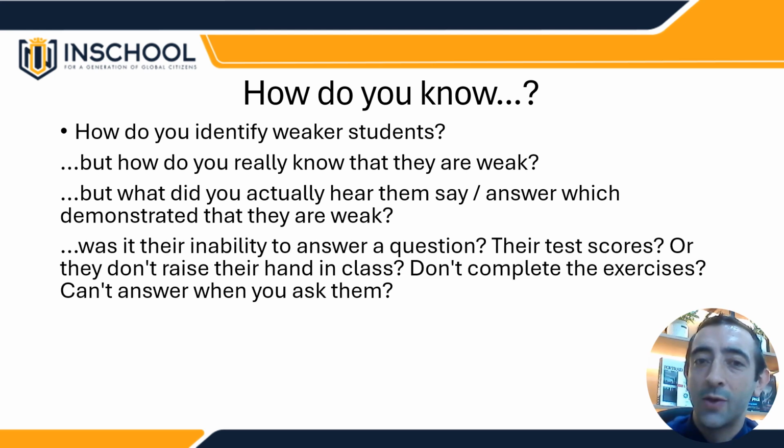So think about this. Was it their inability to answer a question? If it's just one question, maybe again it could be down to factors on that day. Was it their test scores? Test scores are a much better measure, because you can look at who has high and who has low test scores, and then you can start to support the ones who have lower test scores. However, again, we have to think, was it just a one-off? If it's just a one-off test score, there could be other reasons to explain this.